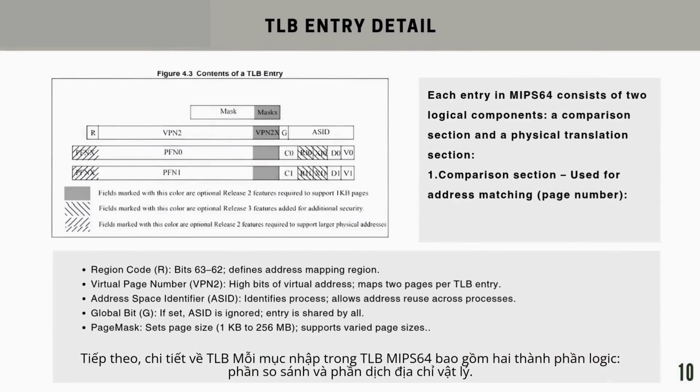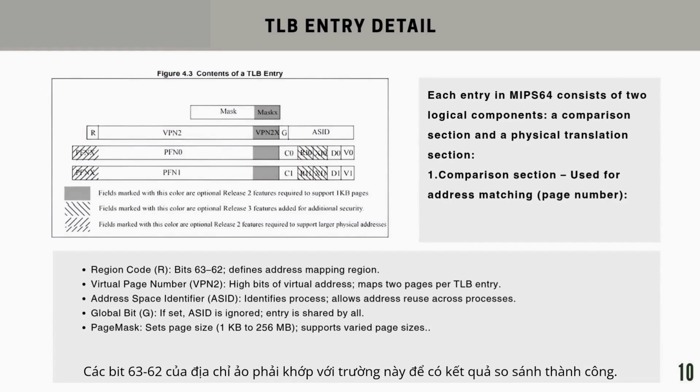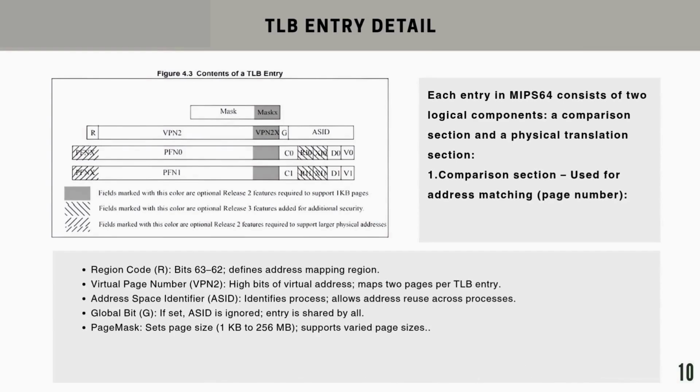Next, TLB entry details. Each entry within a MIPS64 TLB comprises 2 logical components: a comparison section and a physical translation section. The first one, comparison section. This part is used to match addresses, specifically page numbers, and includes the following fields. It includes region code. This field specifies the mapping region. Bits 63 and 62 of the virtual address must match this field for successful comparison.